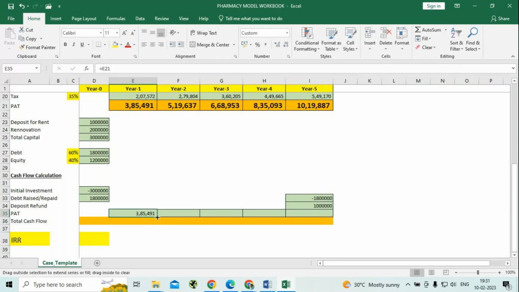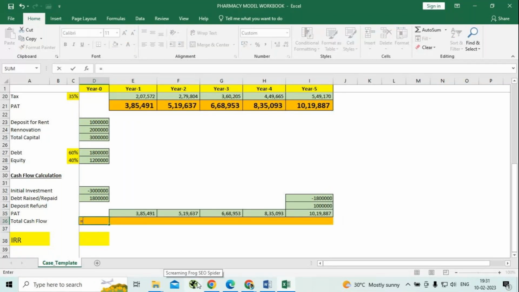So take it for all the years, then the total cash flow will be the sum of all these components. So do not leave any component which is empty. Take it into consideration, because in different years different values are going to get applied. So take it even if it is blank.